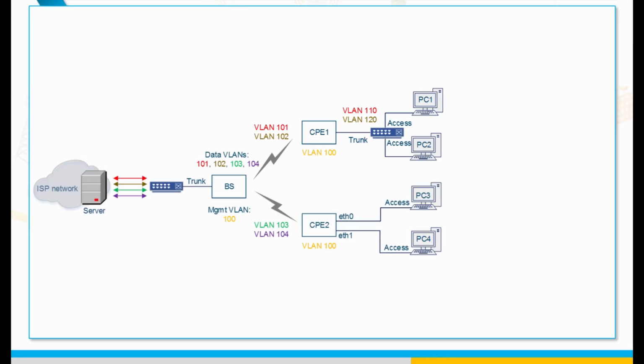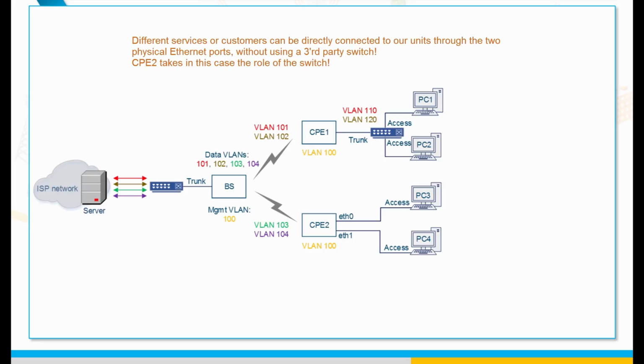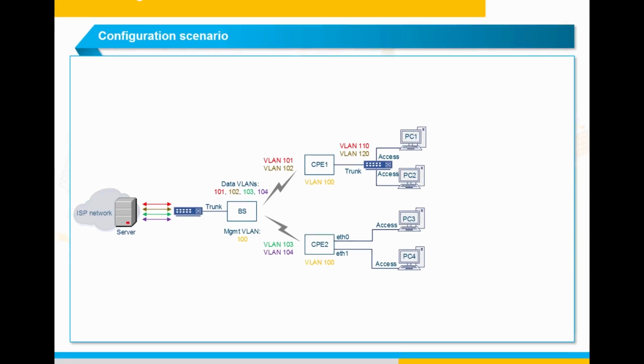The customers behind CPE2 require to receive their traffic untagged. The Ethernet interfaces must act in this case as access ports. Therefore, the VLAN tags must be stripped from the egress packets, and all inbound traffic will be VLAN tagged by the unit. To be noted that different services or customers can be connected to our unit through the 2 physical Ethernet ports without using any third-party switch. So CPE2 takes in this case the role of the switch, performing all the necessary frame processing.